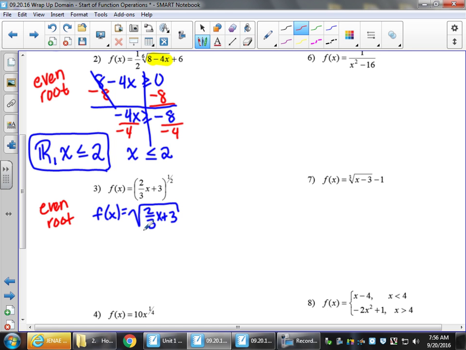Great question. So her question was, why do we always set, because that's what we're about to do, right? We're going to take 2/3 x plus 3 and set it greater than or equal to 0. What can you not take the square root of? What can you not take an even root of? What kind of number?